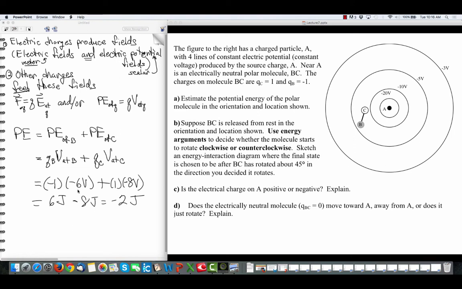Is the electric charge A negative or positive? Essentially by the definition, for a point charge, the electric potential depends on the charge. So if the charge is negative, then the electric potential due to that charge is going to be negative. And as R gets smaller, as you get closer and closer, that negative number gets more and more negative. So this is a negative charge A. Does this molecule move toward A or away from A?